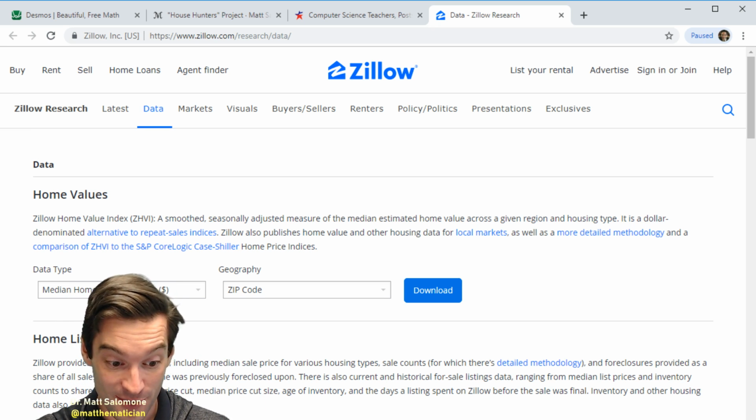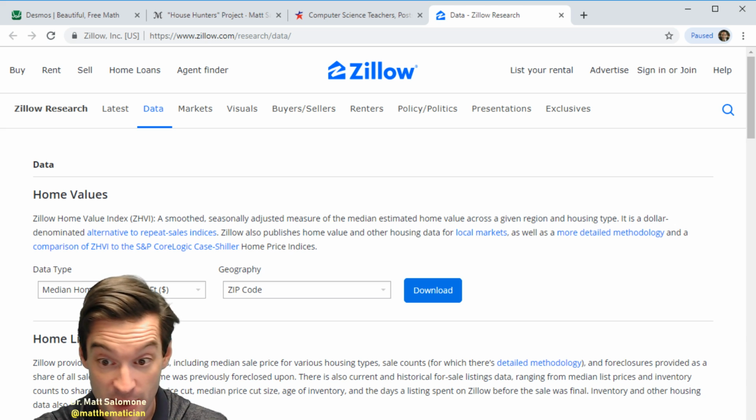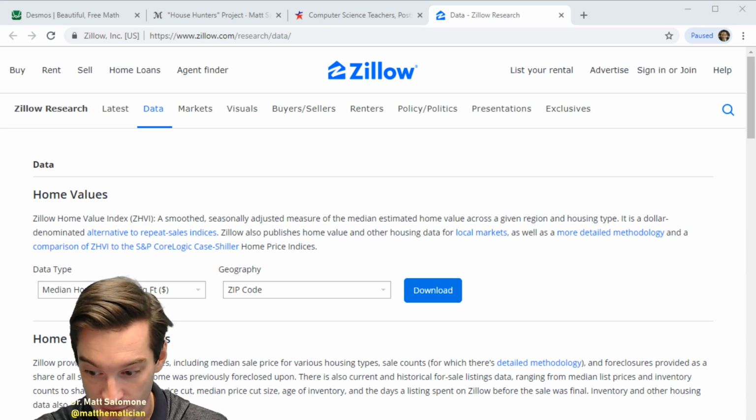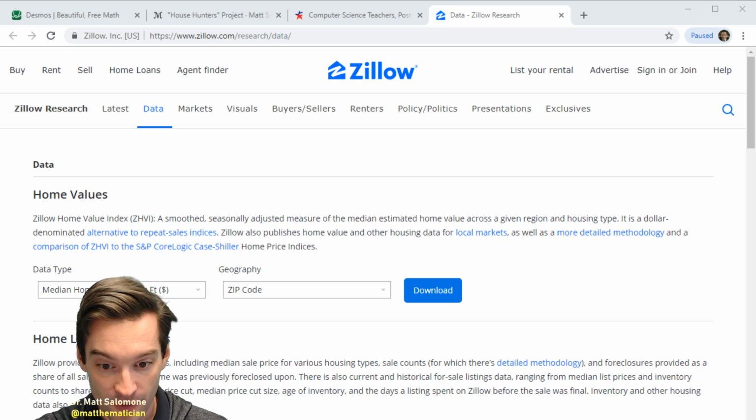That would be 90210. So what happens when I click download is it downloads a spreadsheet, an Excel file, for me. Let me open up that Excel file here, just so I can show you around a little bit at what kinds of data is coming out of this really large Zillow database. Just give me a moment here. I'll bring the Excel up onto the screen.